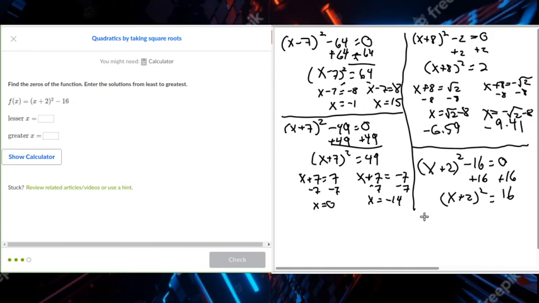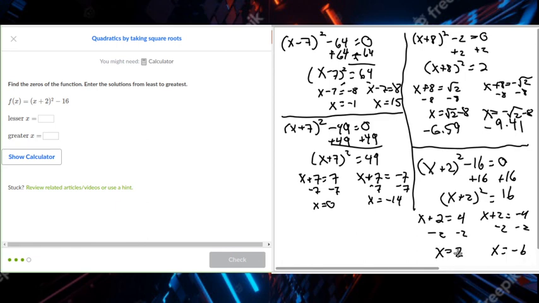I'll take the square root of both sides. I'll end up with 2 equations. One is x plus 2 is equal to 4, because 4 times 4 is 16. And then I'll end up with x plus 2 is equal to what? Negative 4. Why? Negative 4 times negative 4 is 16. And here I'm going to subtract 2 from both sides, so I'll have x is equal to 2, and here I'm going to subtract 2 from both sides, and I'm going to end up with x is equal to negative 6.